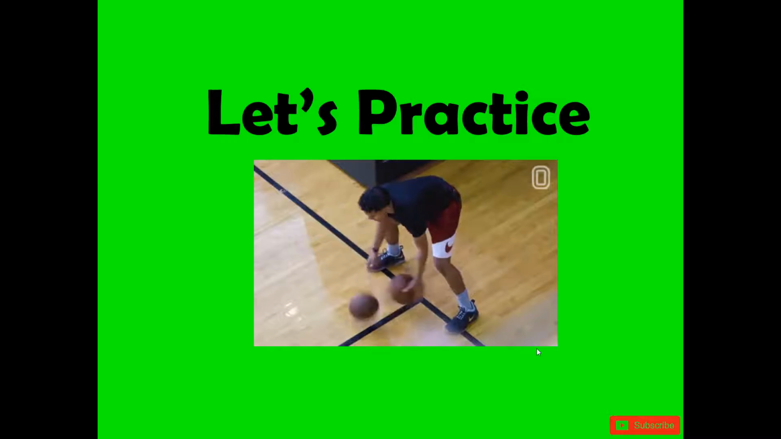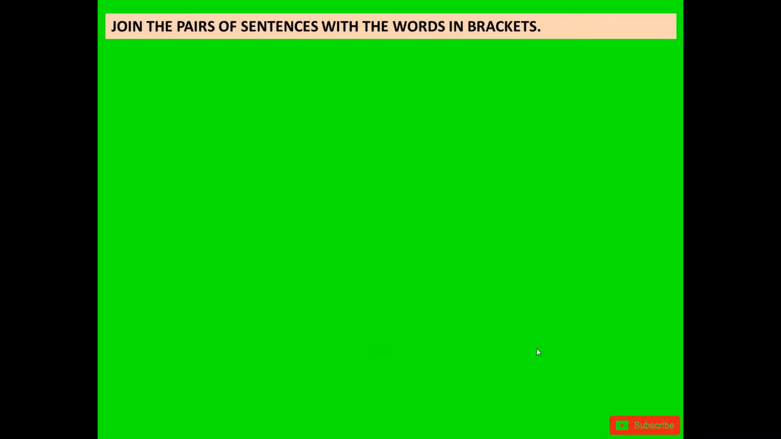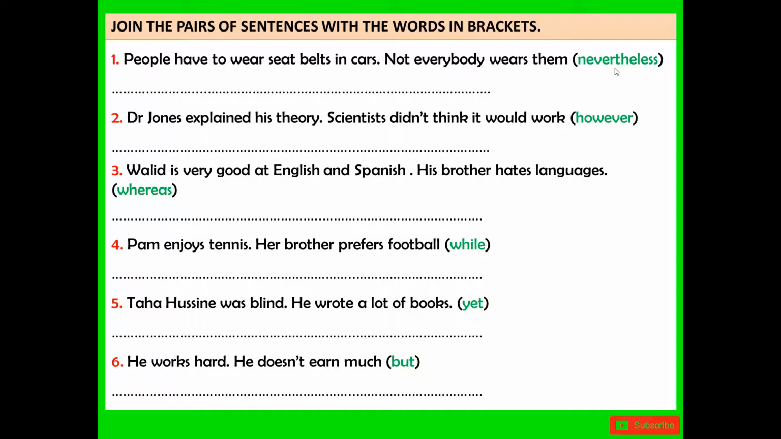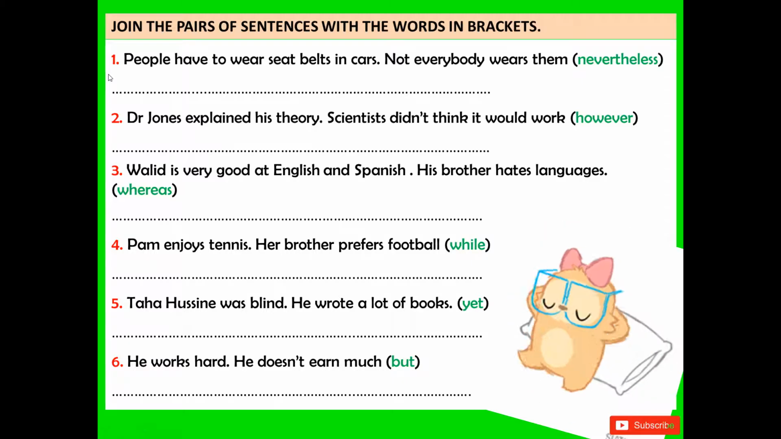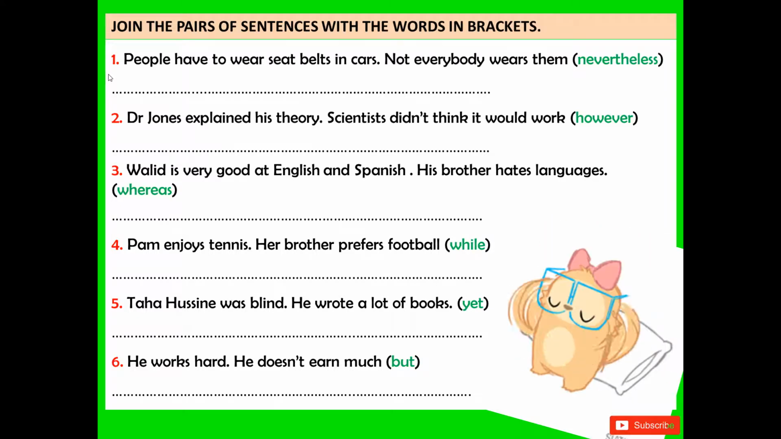Let's practice. You join the pairs of sentences with the words in brackets. Okay, these are the pairs of sentences you have, and these are the words in green. Those are the linking words you need to use to join the two sentences, okay? All right, so I want you to pause the video, take a break, think about the answers, then come back and check the answers. Ready?